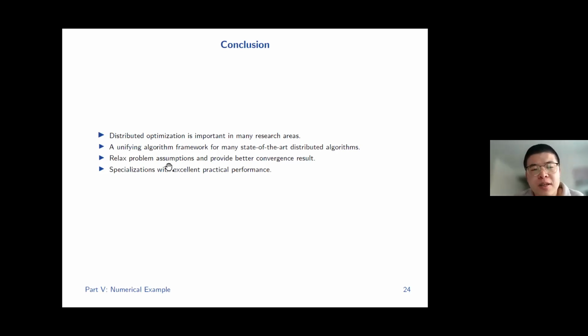To conclude, we have stated that distributed optimization is important in many research areas, including data networks and power systems. We provide a unifying algorithm framework for many state-of-the-art distributed algorithms. Our convergence result also relaxes problem assumptions of many algorithms and provides better convergence results. We can also specialize novel algorithms with competitive practical performance from our proposed algorithm. That is all, and thank you.